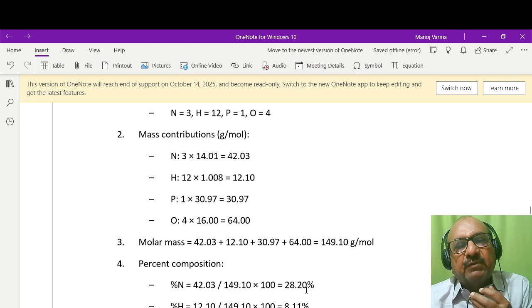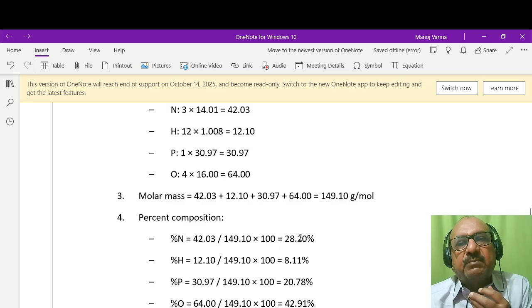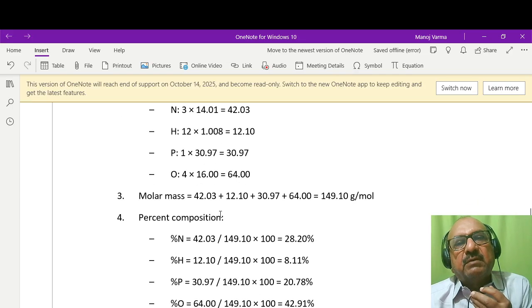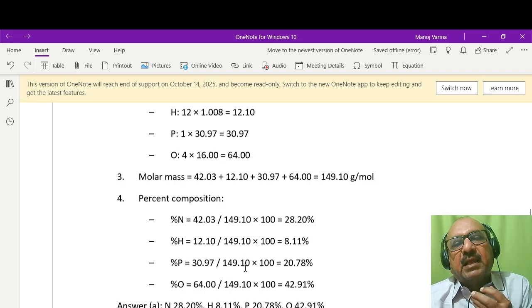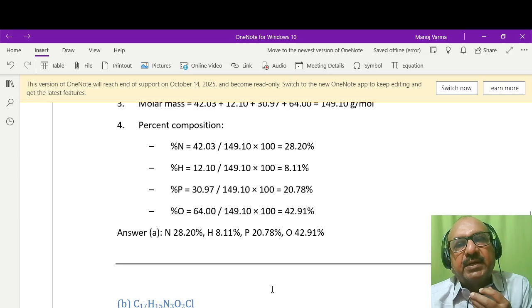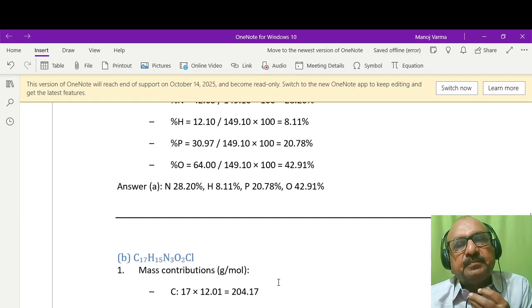In the same way you can find out the percentages of hydrogen, phosphorus and oxygen. So the total remains the same, that is 149.10, and then you have to take the amount of hydrogen which you see here, the amount of phosphorus which you see here, the amount of oxygen which you see here, and use the same formula and you get the percentages of the various elements which are present in the formula. So this is the final answer. Now obviously if you add up all the percentages, they will add up to 100. That is a cross check that you can do.